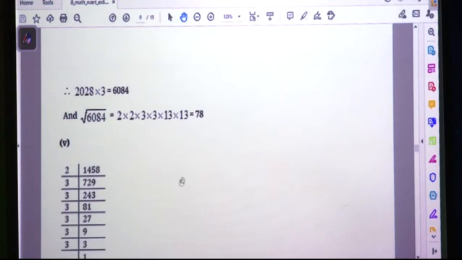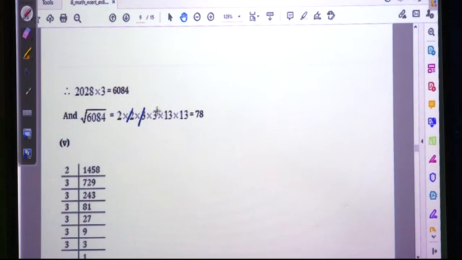Just a minute, here there is a mistake. It should be: 1 2 and 1 3 are extra here. Actually, it should be 1 for the 2 pair, 3 we have made it a pair, and 13. Now, we will get 13 6s are 78. I hope the things are clear.